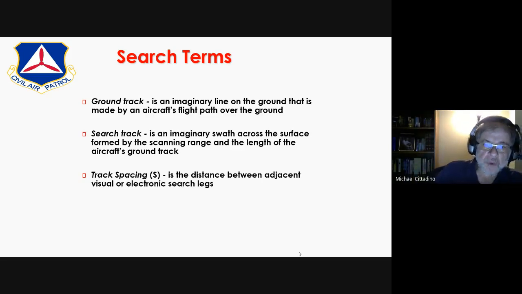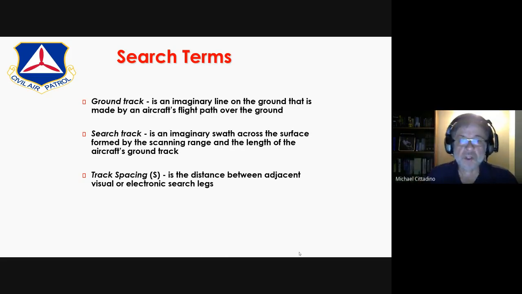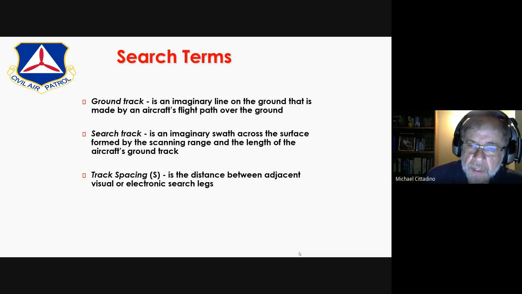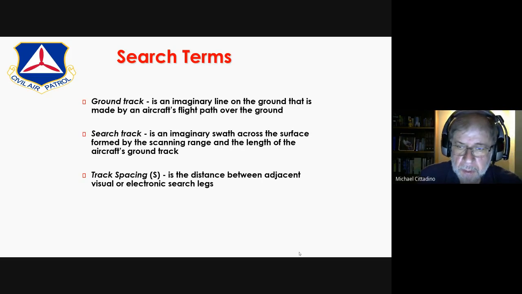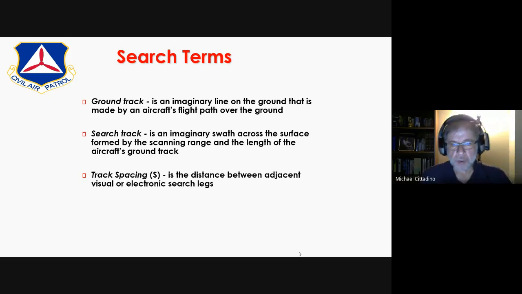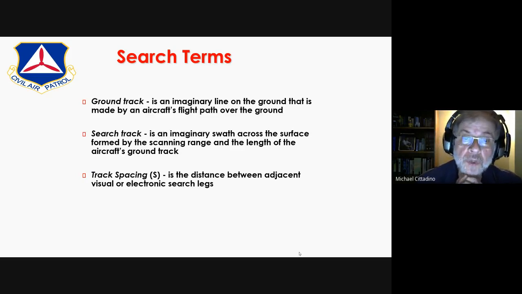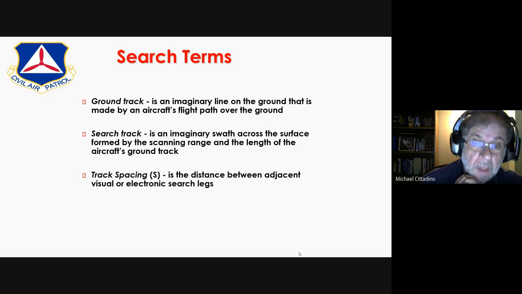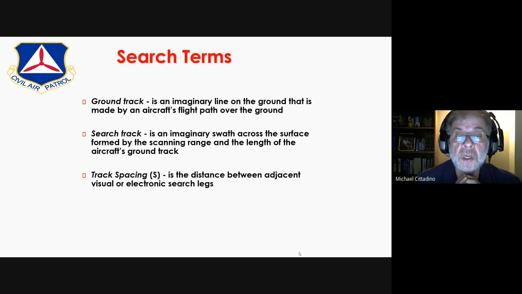And finally, we have track spacing. When we fly search, we fly several different search patterns that Chapter 10 is going to cover. Several of those are searches in rectangular areas that follow grid patterns. Even when we do a search over a route of flight, we have what we call a track spacing, which is basically the difference between adjacent legs of search. Usually the track spacing is determined by the scanning range for a given set of conditions when the search is occurring.